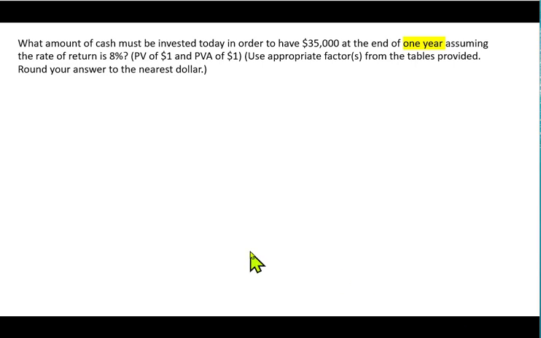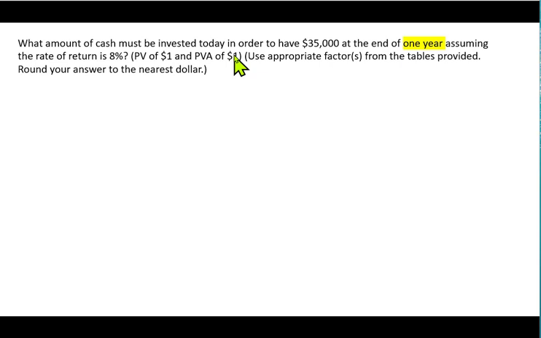Okay, let's take a look at our first problem. What amount of cash must be invested today in order to have $35,000 at the end of 1 year, assuming that the rate of interest is 8%? So they want you to use either the present value of a lump sum, expressed as $1, or the present value of an annuity of $1.